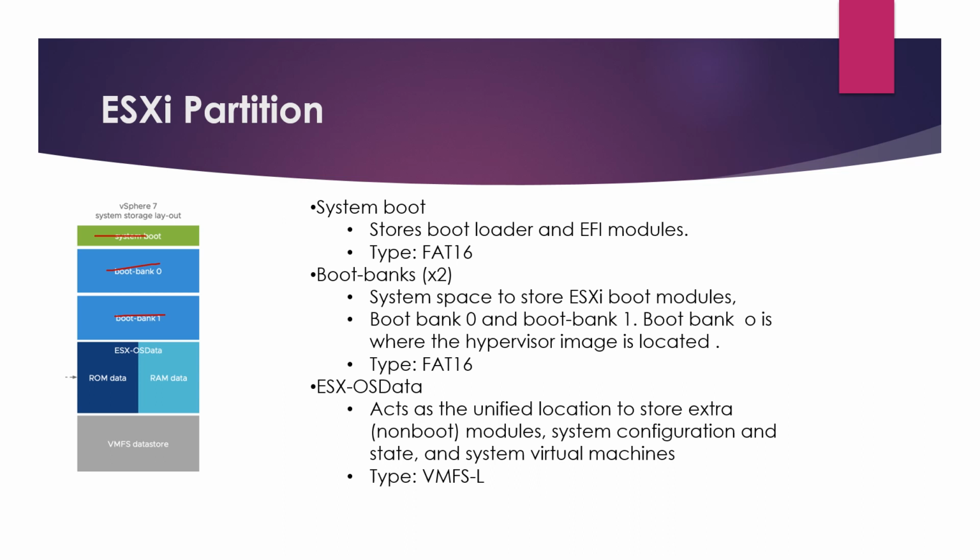The fourth partition is ESX OS data, which acts as a unified location to store extra non-boot modules, system configuration, and system virtual machines. So ESX OS data has two partitions mainly, ROM data and RAM data.